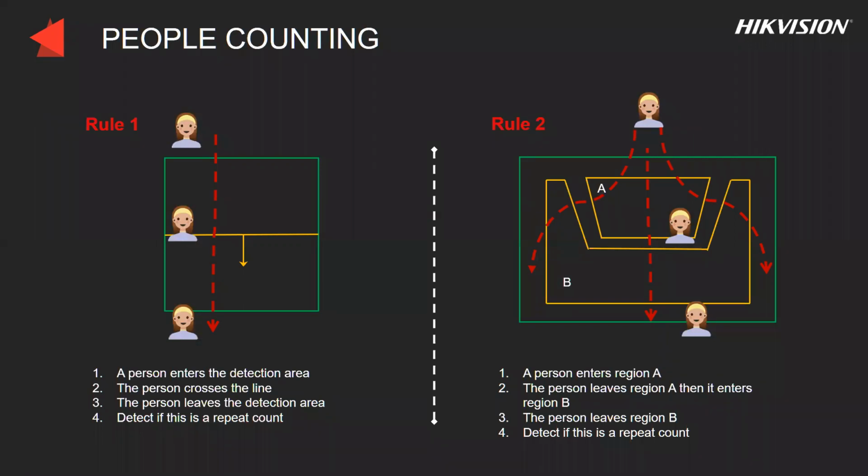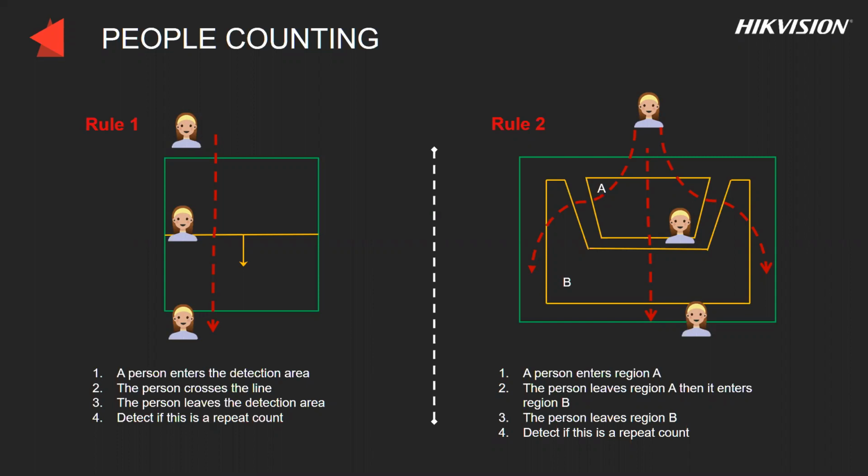With people counting, we can also amend the rules of the count. Similar to rules like intrusion or line crossing, we can have different types. Rule 1 shows the person moving from one area to the next. If they leave and return, a repeat count is notified, but the main count is not adjusted.